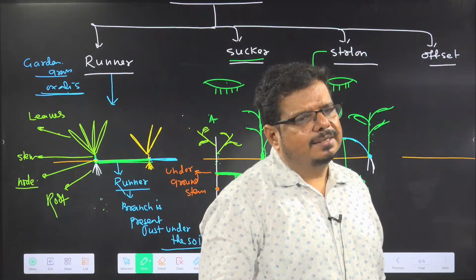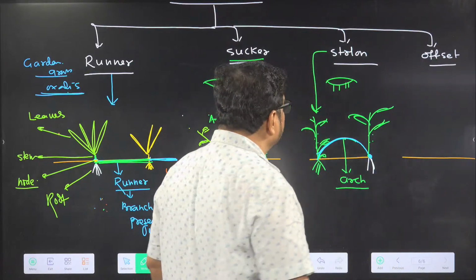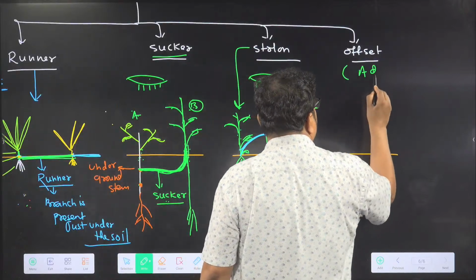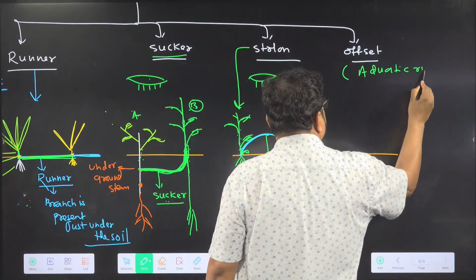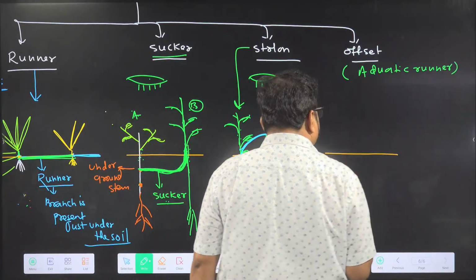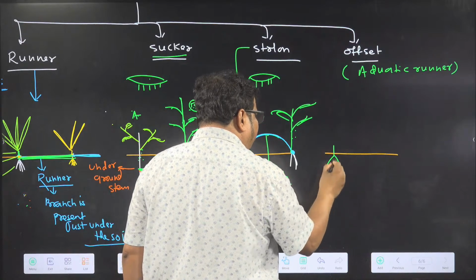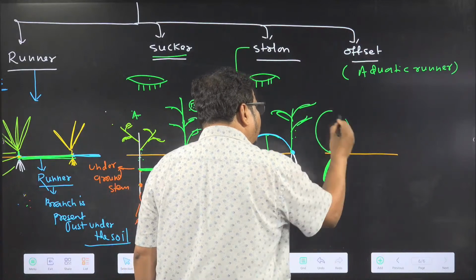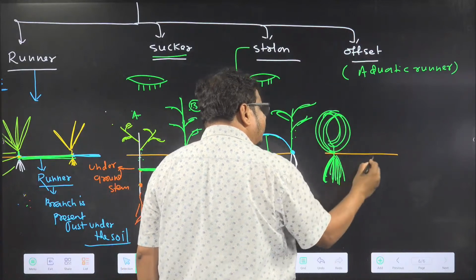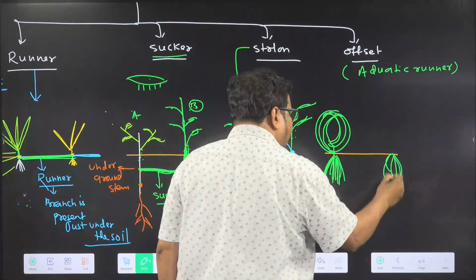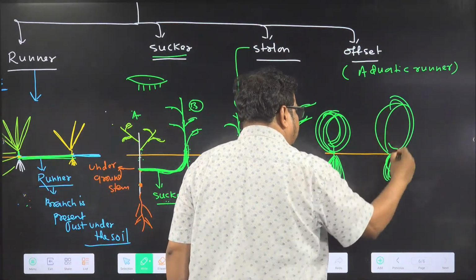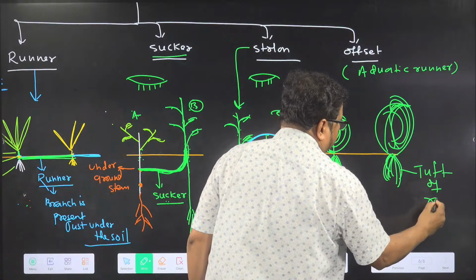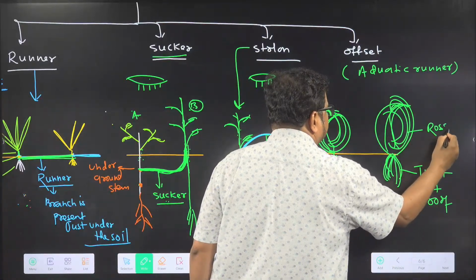Did the picture come or not? Understanding the idea? Now finally, the offset. Offset is also called an aquatic runner. Their branch creeps, it is a stem, it has a tuft of root. NCERT wrote, in offset, who is there? Tuft of root. And who else? Rosette of leaf. Tuft of root and rosette of leaf are there. Getting the idea? It is a tuft of root and it is a rosette of leaf.